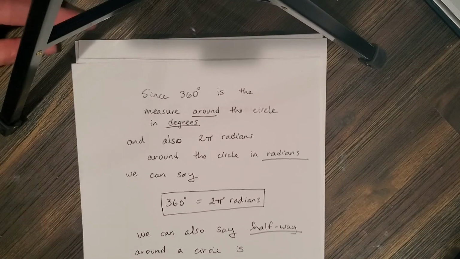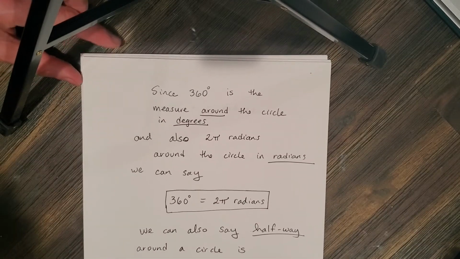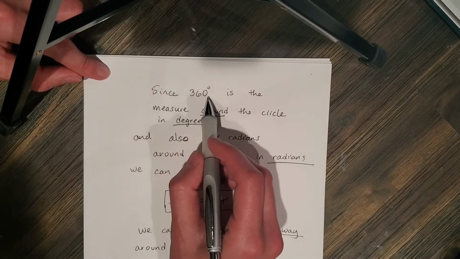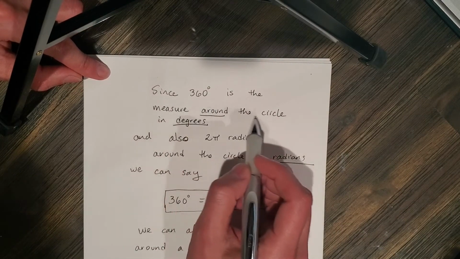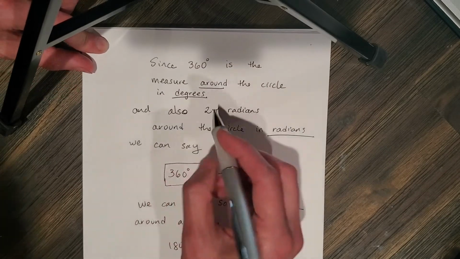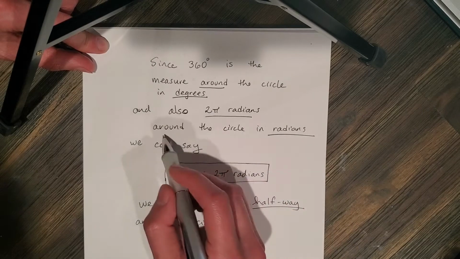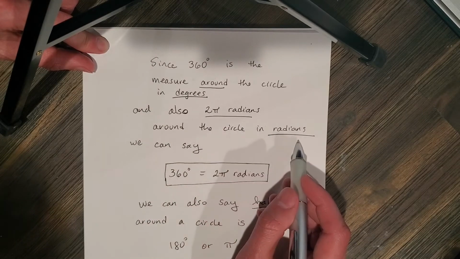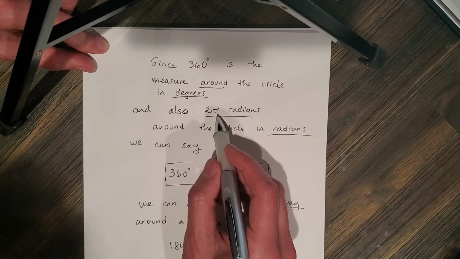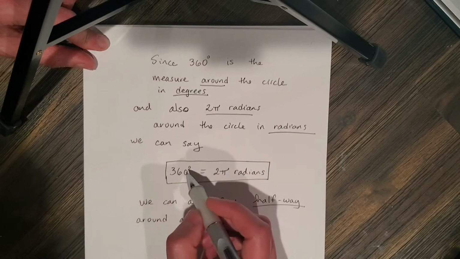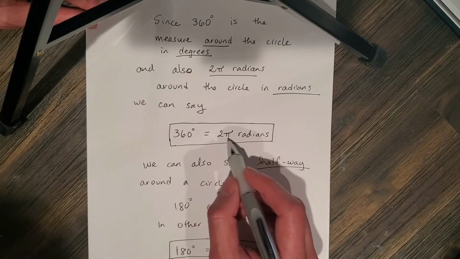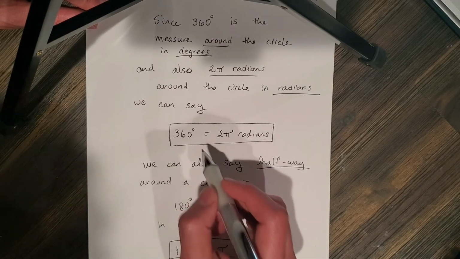Let's go ahead and use that information now to develop an equation here. Notice here, it says since 360 degrees is a measure around the circle in degrees, and also 2 pi radians around the circle in radians, then we can say that 360 degrees is equal to 2 pi radians. Make sure you copy this down.